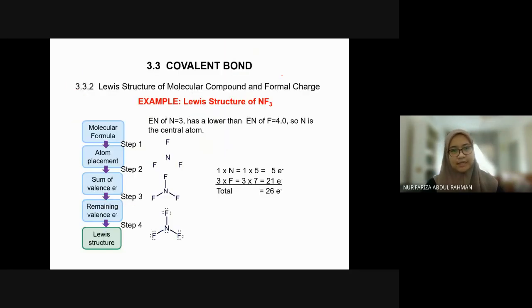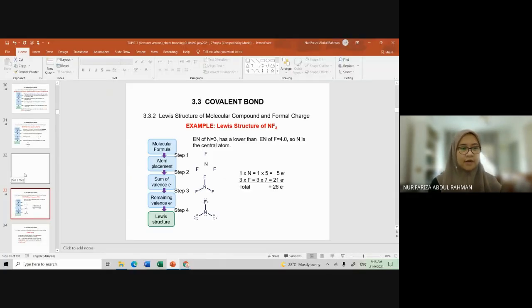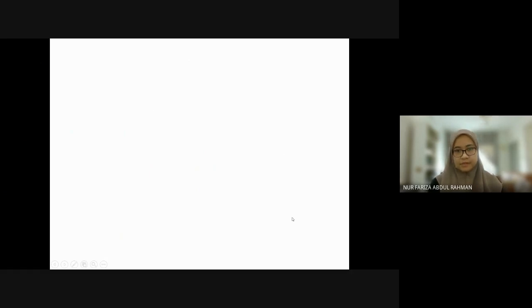Maybe kita boleh try lagi NF3, so nitrogen trifluoride. Okay, let's start from the beginning. Kita start lagi sekali, cuba banyak kali so that you get exposed to how dia punya steps tu lah. NF3. So we're gonna decide N dengan F, nitrogen has the lowest electronegativity compared to fluorine. That means nitrogen should be placed at the central.